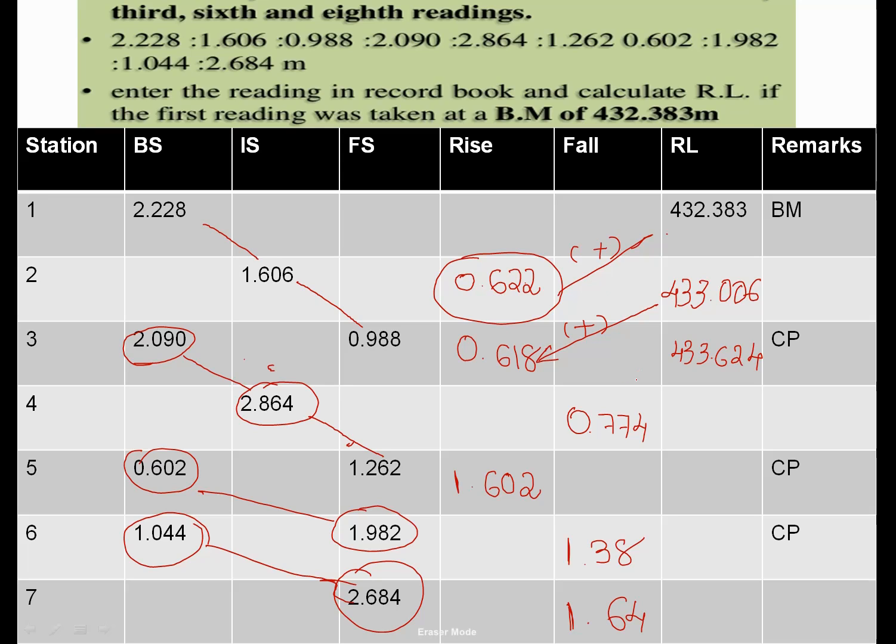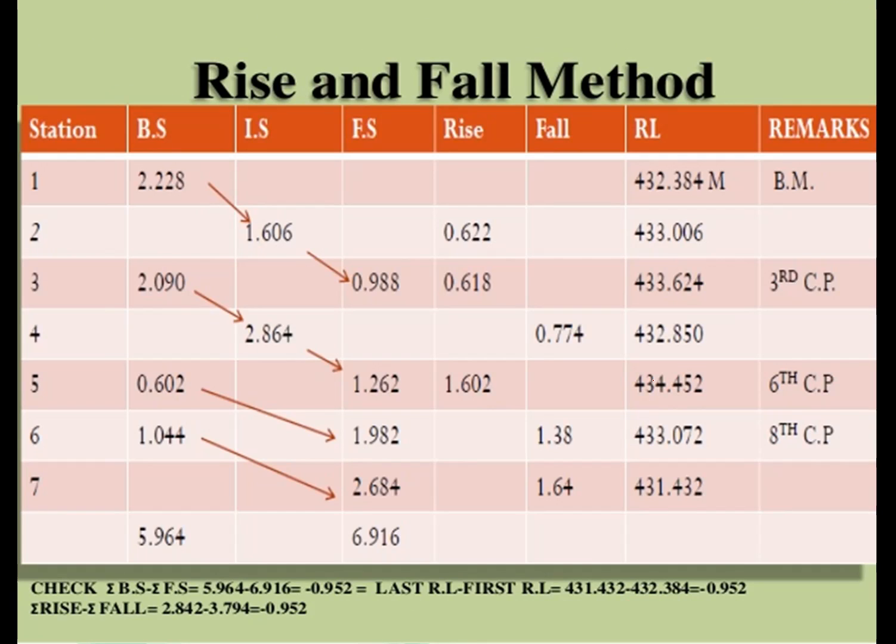Again, what happens? For finding out the next RL, you can look at the row. It is rise or fall. It is a fall booked here. 0.774 is a fall. So you have to subtract 0.774 from 433.624 to get the new RL, and it will be 432.850. So you are subtracting here. Similarly, you can complete this table, and the table will be looking like this.